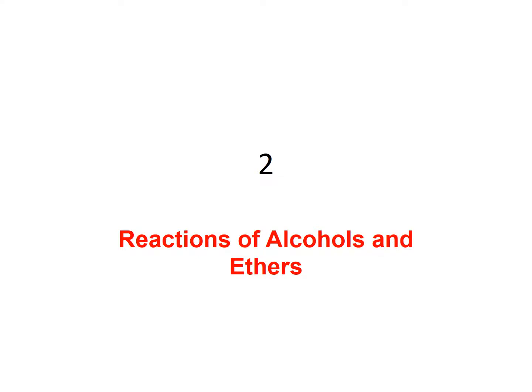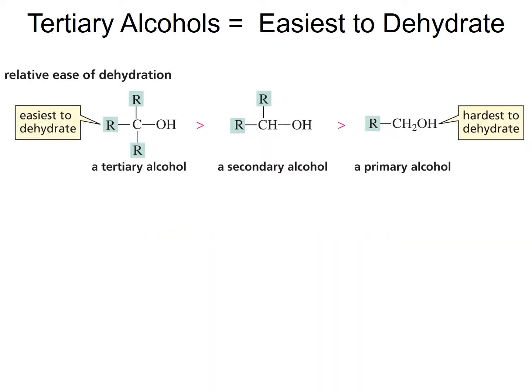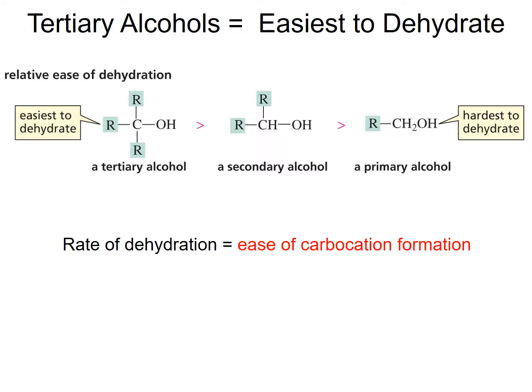This video is going to continue looking at reactions of alcohols as well as ethers. Last video ended up talking about dehydration. We underwent some reactions with tertiary, secondary, and primary alcohols. The tertiary ones are going to be the easiest to dehydrate, and you should realize why that is. Tertiaries are going to make the best carbocation, so it's going to be the easiest to make that OH group leave.